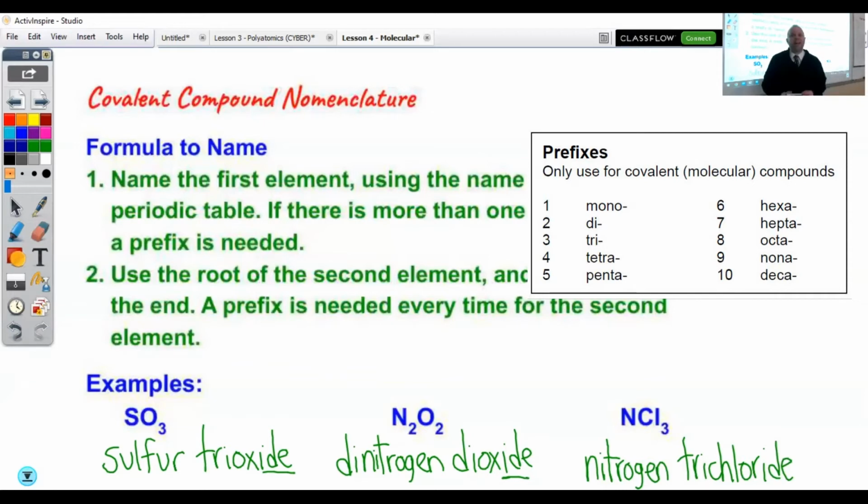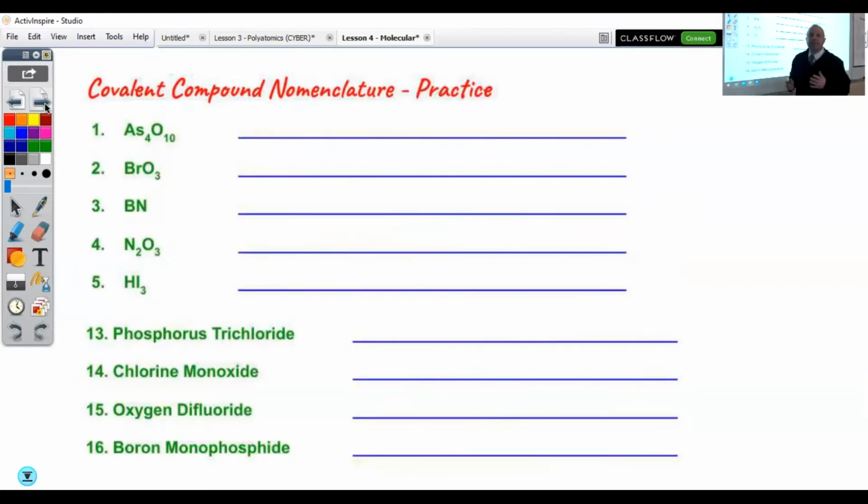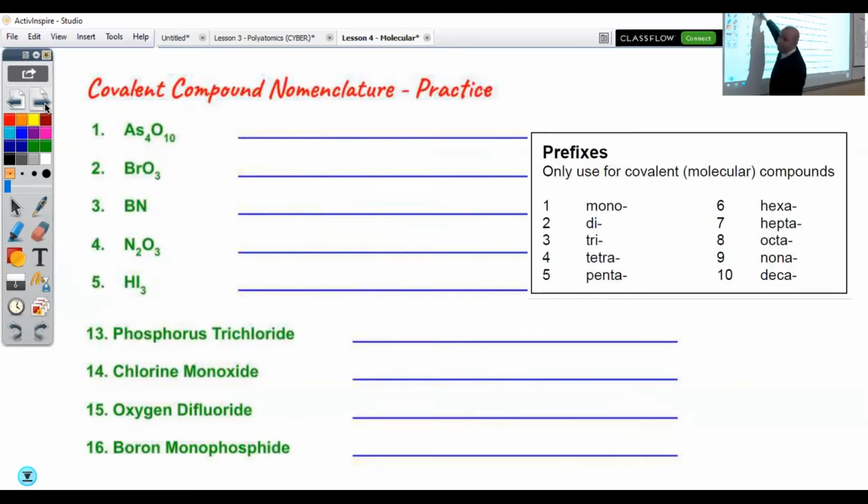Alrighty, let's take a look at some more examples. So in these first 5 examples, we're going to name the first element. If it has a subscript, we're going to write that prefix first. So this is going to be tetra. So we have tetra, arsenic, deca. Now, if we have an A next to an O, we drop the A ending. If you forget to do this, it's okay. But standard convention has us write decoxide with the A prefix being dropped.